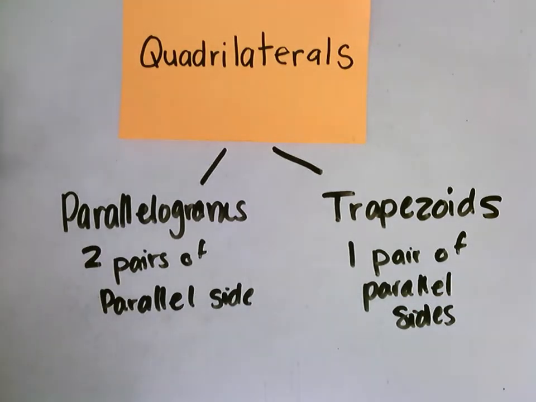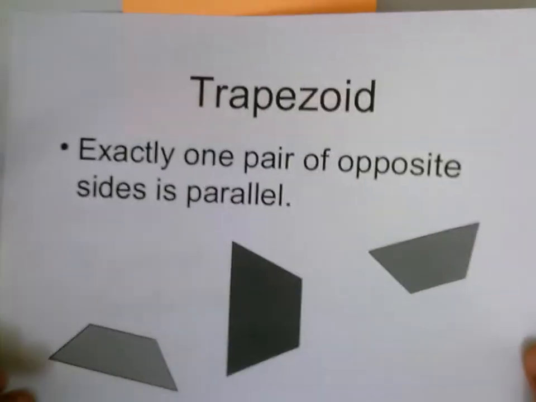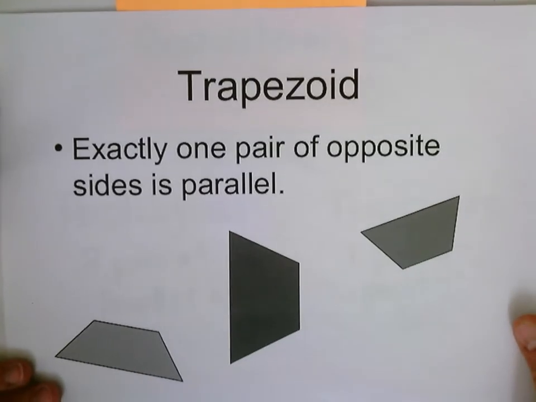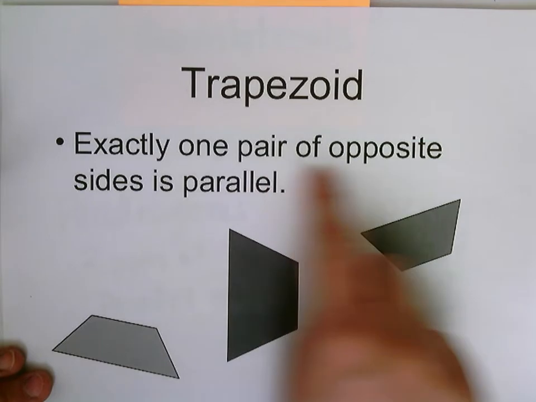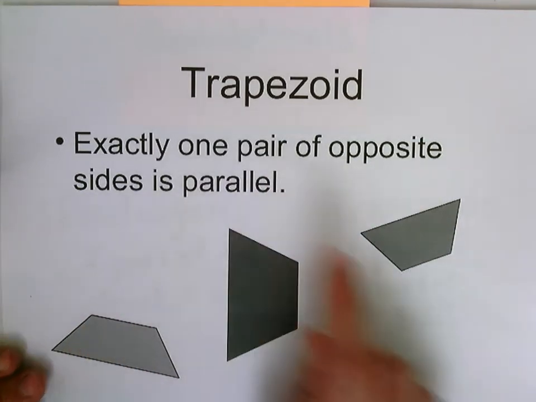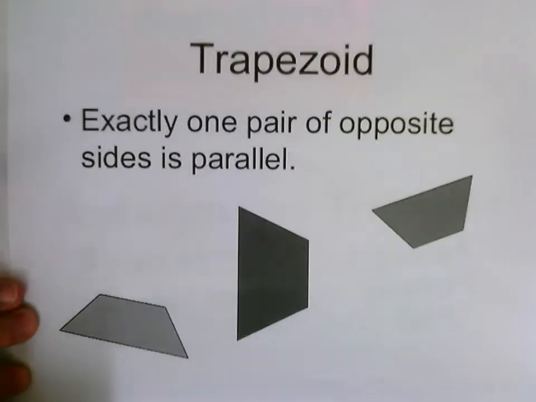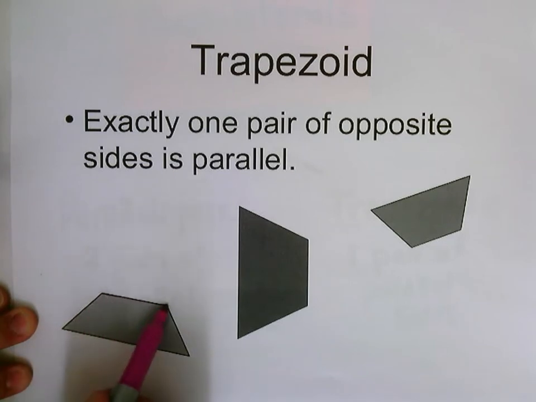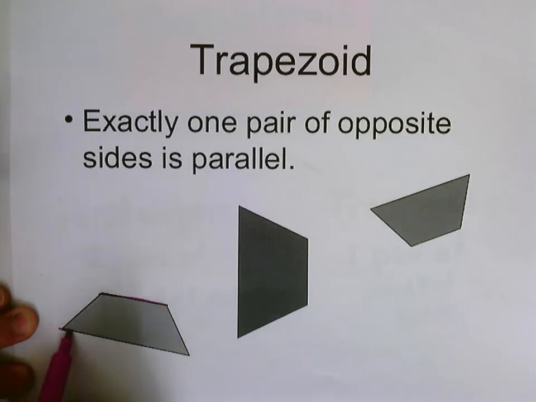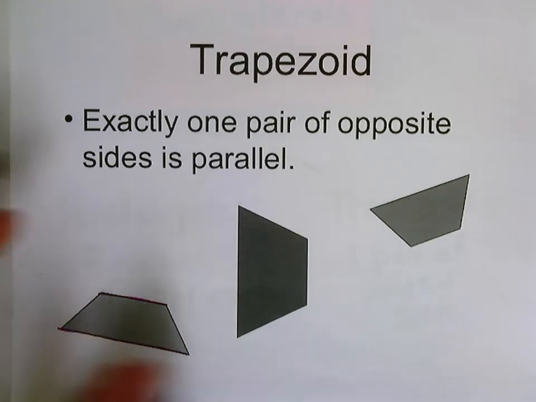All right, so a trapezoid has exactly one pair of opposite sides that are parallel. Okay, so here's some examples of some trapezoids. They're not always going to look exactly the same, but they always are going to have one set of parallel sides. So if you look at this trapezoid here, this line and this line are parallel to each other. They're running in the same direction. They'll keep running in the same direction forever.